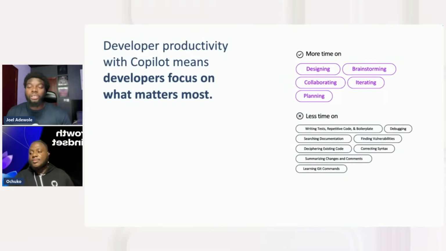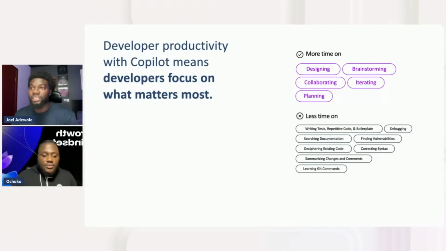So now that we know how GitHub Copilot works, how does this impact developer productivity? And what is developer productivity? Developer productivity simply means that developers don't need to do a lot of repetitive work. They just need to do what's most important, which is maybe designing the product, brainstorming, doing most of the human work, rather than writing repetitive code, debugging, or searching through various resources or documentation.